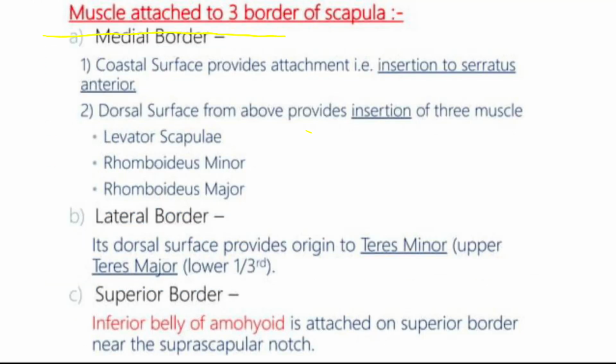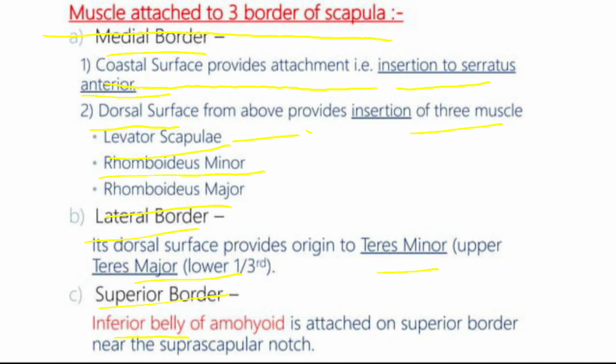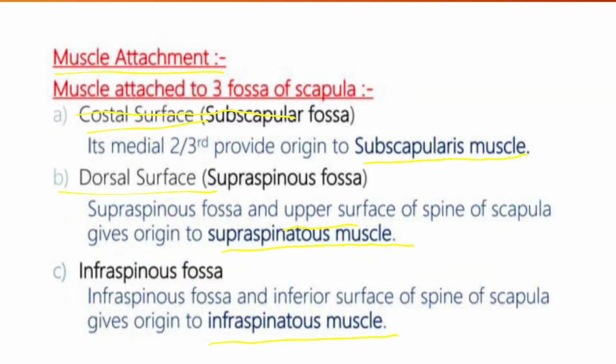Muscles attached to the three borders of the scapula. Medial border, costal surface provides attachment, that is insertion, to serratus anterior. Dorsal surface from above provides insertion of three muscles: levator scapulae, rhomboid minor, rhomboid major. Lateral border, its dorsal surface provides origin to teres minor and teres major. Superior border, the inferior belly of omohyoid is attached on the superior border near the suprascapular notch.